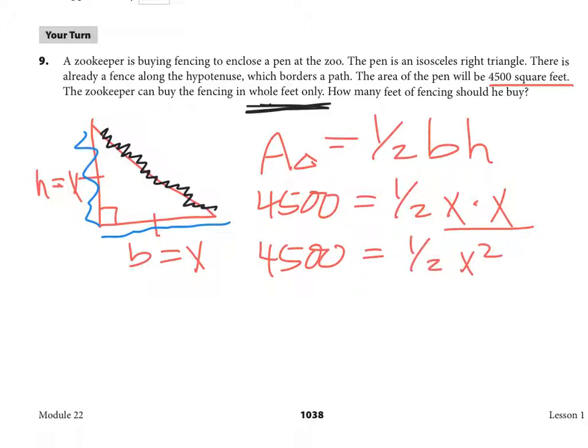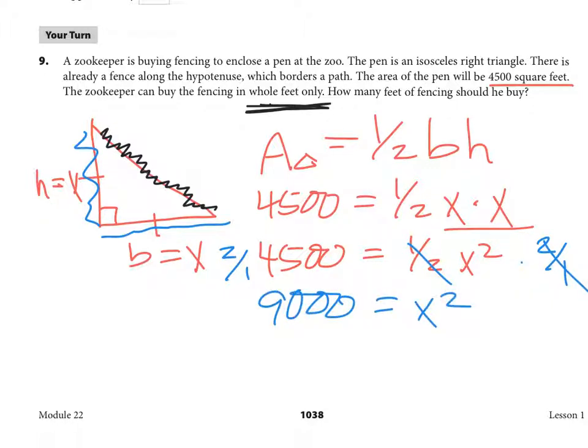So how do I get rid of the 1/2? Divide by 1/2, or we talk about multiplying by the reciprocal. So multiply both sides by 2. So that's going to give me 9,000 equals X squared. Now to get rid of the square, I take the square root. And just like any other equation, typically you're going to have two answers here. Now, if you do square root of 9,000, that's not an exact number, okay? So you're going to round this decimal.